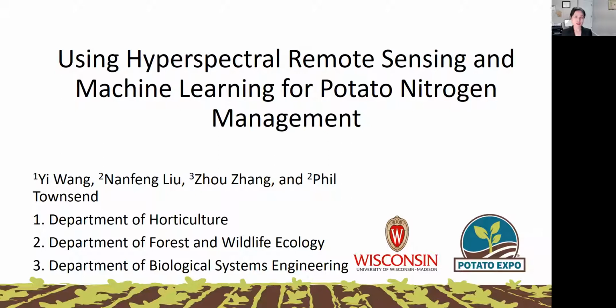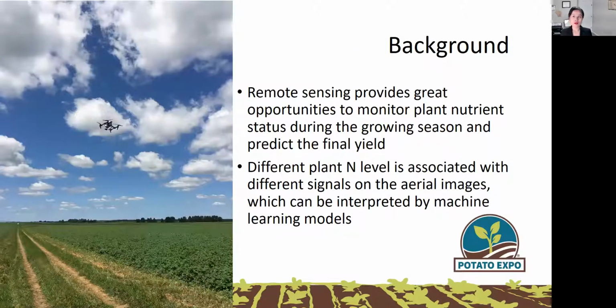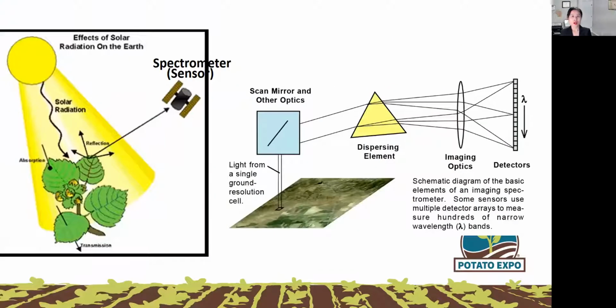And the title of the project is to use hyperspectral remote sensing and machine learning for managing potato nitrogen. It is well known that remote sensing is going to be another tool in a toolkit for monitoring the in-season plant nitrogen status and predict the final yield at the end of the growing season. Different plant nitrogen level is associated with different signals on the aerial images, which can be interpreted and translated by some machine learning models.